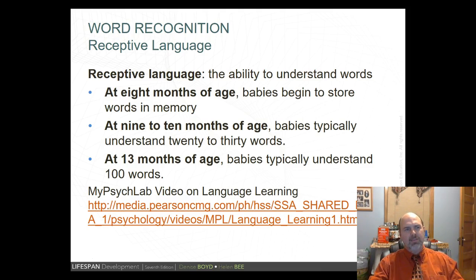At 9 to 10 months of age, babies typically understand 20 to 30 words. At 13 months of age, babies basically understand 100 words. Now, I don't know how they measure that, but it's kind of cool information. And then there's a nice video on language learning of babies.